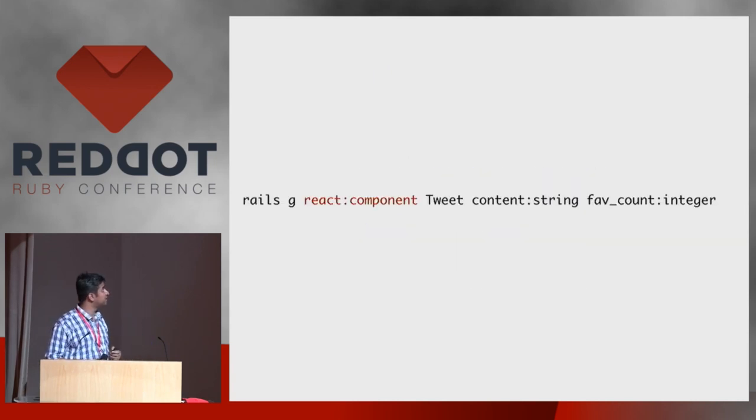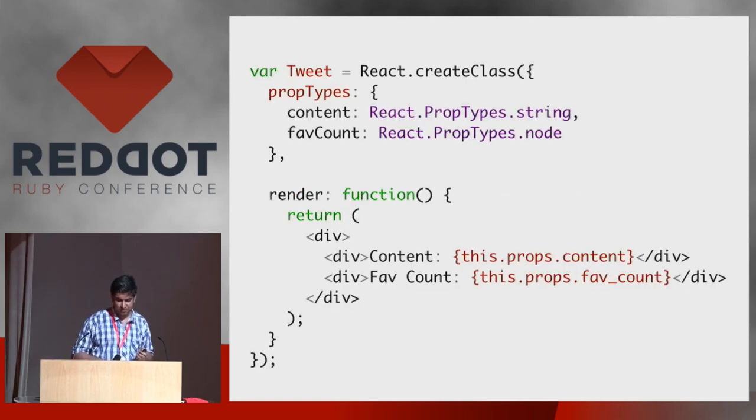It also ships with a generator. So similar to how we generate models and controllers, we can generate a component. We just specify that I want content to be a string, count to be an integer. And it generates this tweet.js.jsx file. We get prop types for free. And we get scaffolding. It is similar to scaffolding.